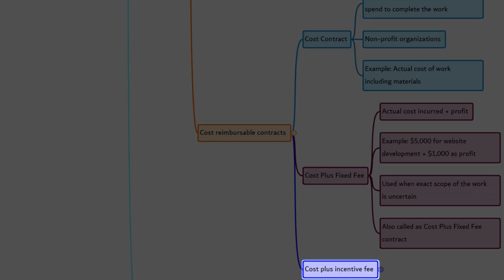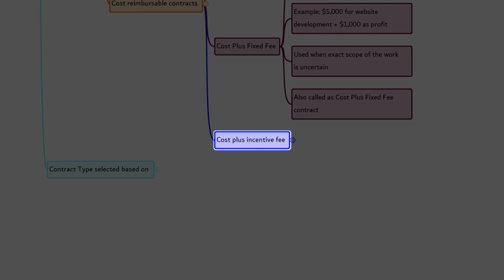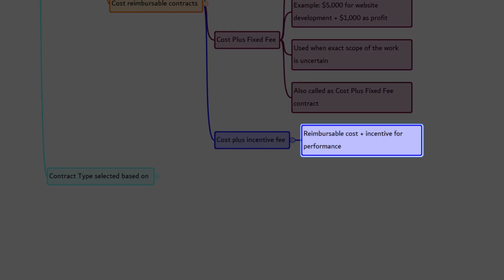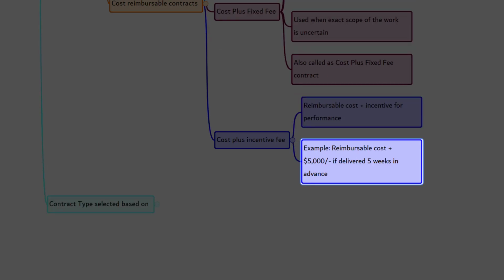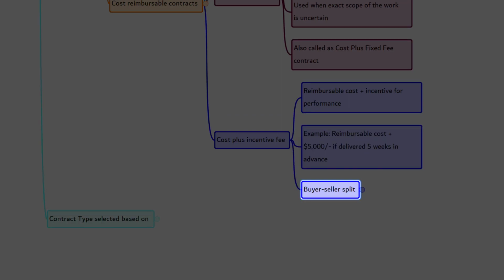The next is cost plus incentive fee. The seller is reimbursed for performing the contract work on actuals and receives a predetermined incentive fee based on achieving certain performance objectives, such as if the project is delivered 5 weeks in advance, there will be an additional payment of $5,000. This incentive is defined in the contract itself. At times, the contract mentions about buyer-seller split as well.